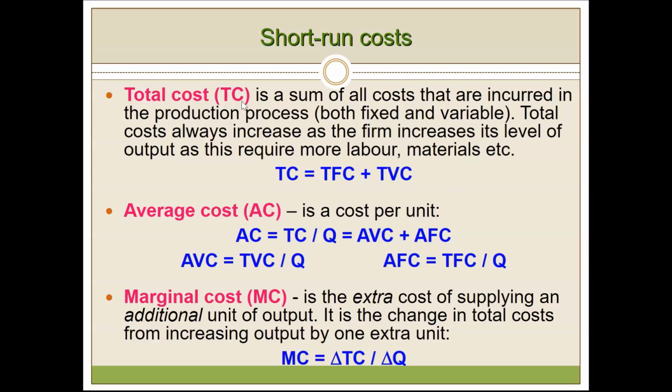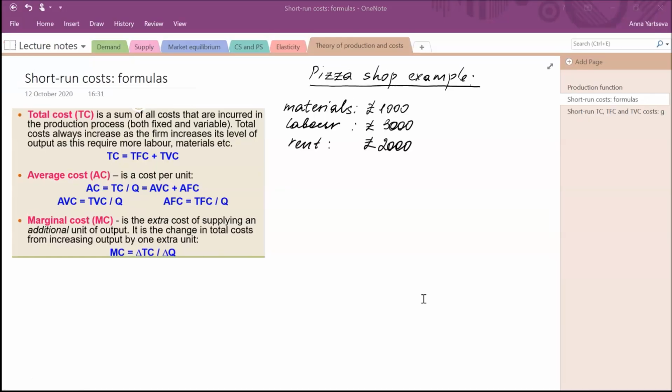What are total costs of production? Total cost is simply a sum of all your expenditure which was incurred in the production process. This will include both fixed and variable costs. So the formula for total costs will look like this. Total cost is a sum of total fixed and total variable costs. So let's have a look at this example.